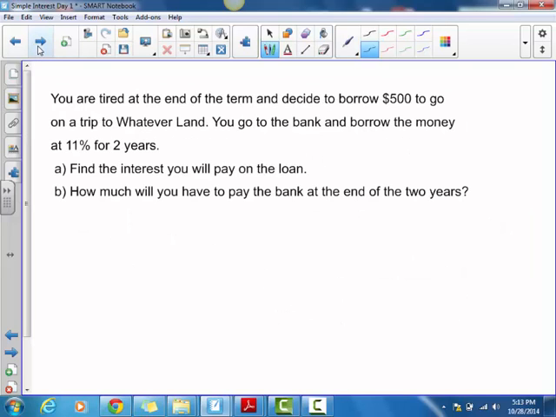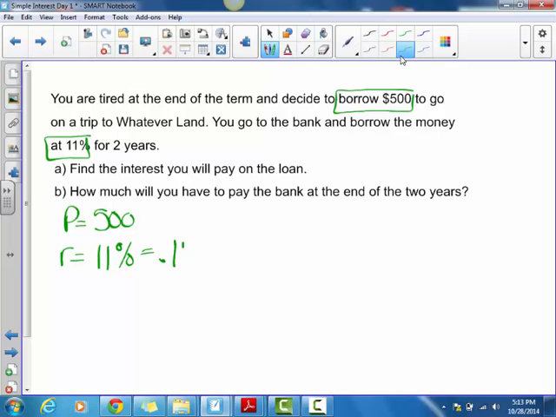All right. You are tired at the end of a term and you decide to borrow $500 to go on a trip. You go to the bank and borrow the money at 11% for 2 years. P, principal, the amount of money you borrow is $500. At a rate of 11%. Your rate is 11%. As a decimal, move the decimal 2 places to the left, is 0.11 for a time of 2 years. The first question says find the interest you will pay on the loan.